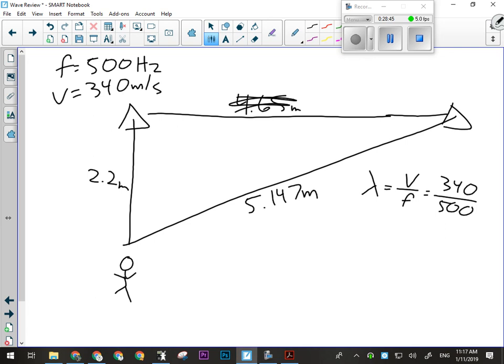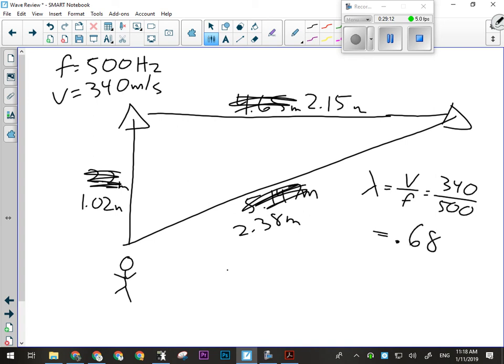I'm going to just quickly change these distances here. These distances should have been instead 2.15 meters. This one should have been 1.02 meters, and this one here should have been 2.38 meters. So same calculation, we still did Pythagorean theorem to get this one. Now we're going to find the wavelength, that's v over f. I just typed it in as f over v because I wasn't thinking. So we get lambda being 0.68 meters when we do that.